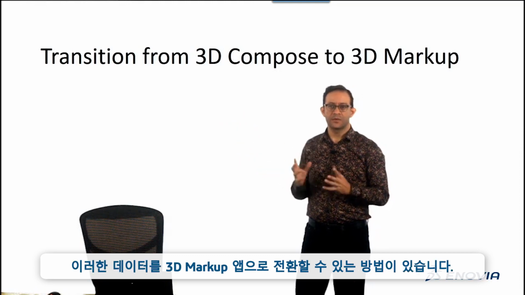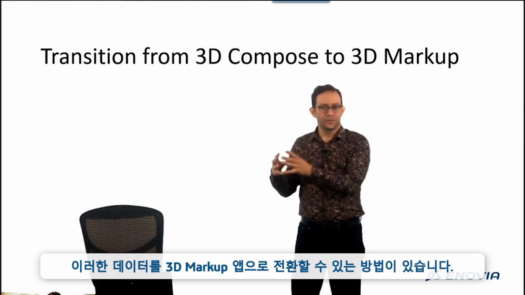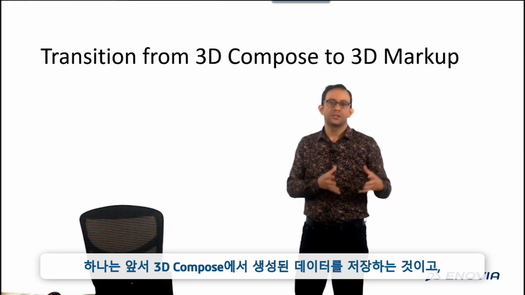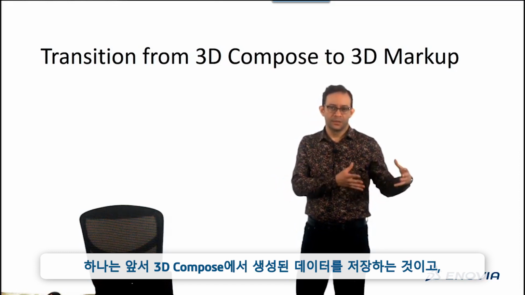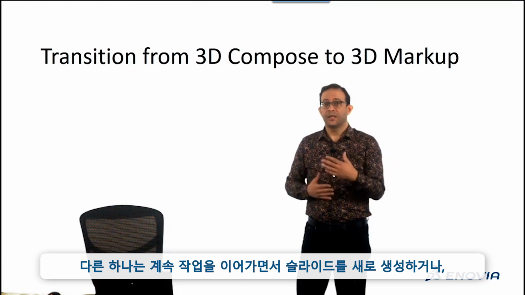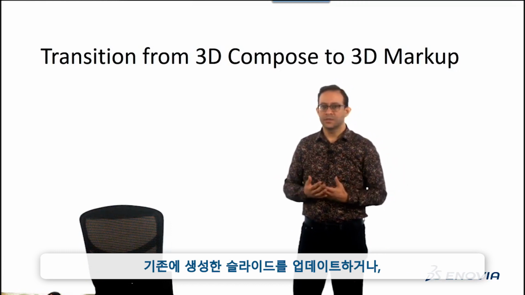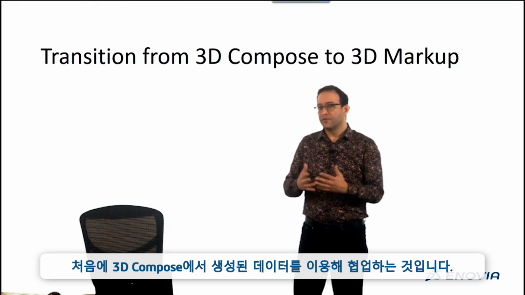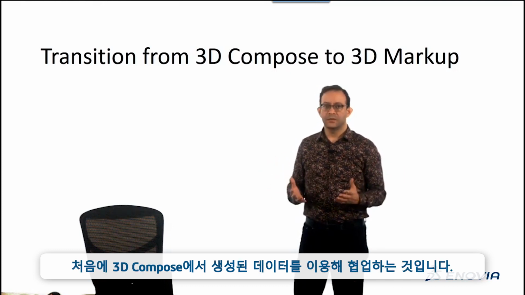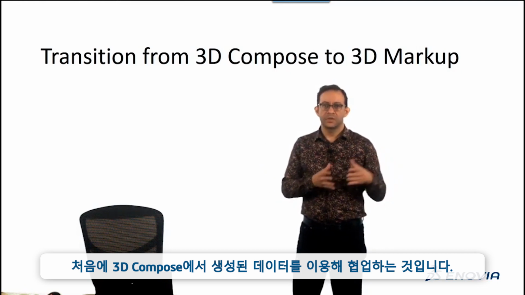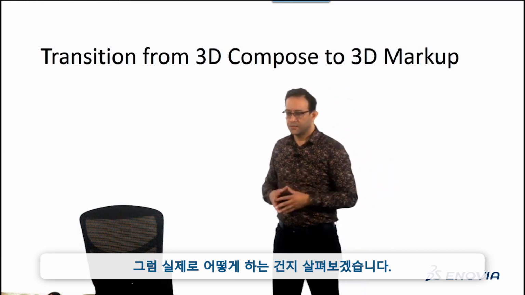a transition. So there is a way to transit this data into a 3D markup app, which will help you to do two major things. One is to save the data that has been created previously in the 3D Compose, and then to continue working on it, create new slides, update existing ones that have been created, and further collaborate inside the organization around the data that has been generated originally in 3D Compose. So let's see how this works.